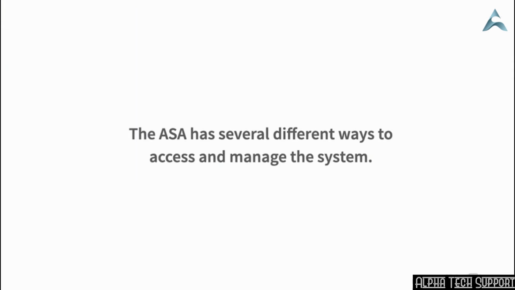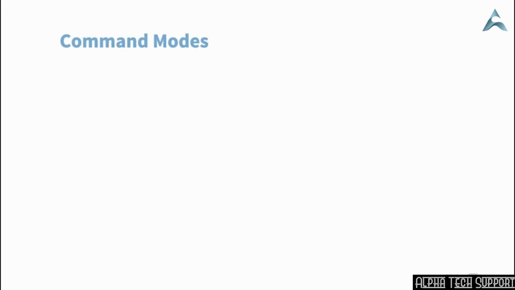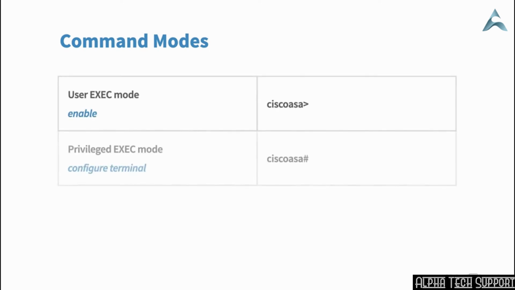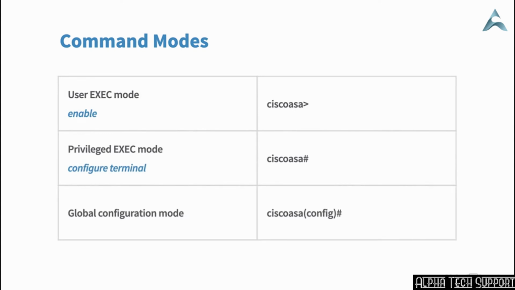The Adaptive Security Appliance has several different ways to access and manage the system. When configuring devices, a Cisco IOS is separated into different command modes. Each mode has a set of commands available. In general, you access the device as follows. When starting a session, you'll begin in user exec mode, which only has a limited number of commands that do not change the configuration of the router.